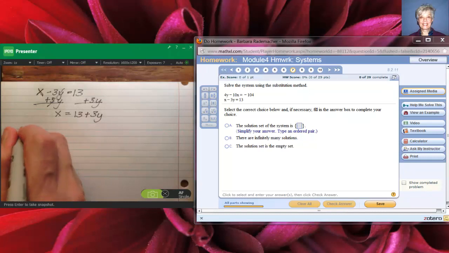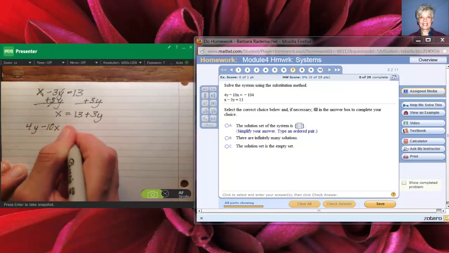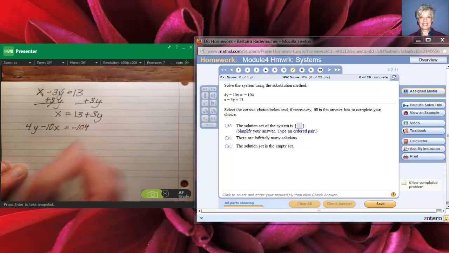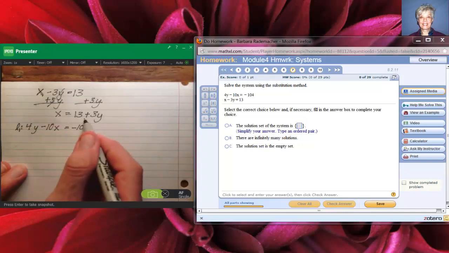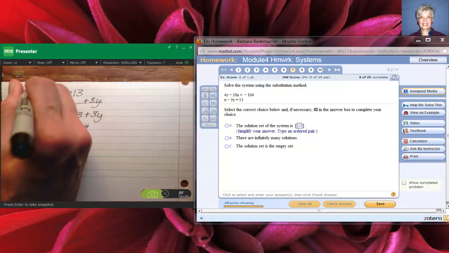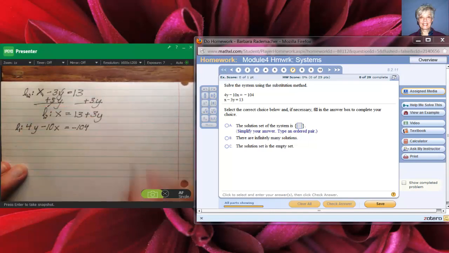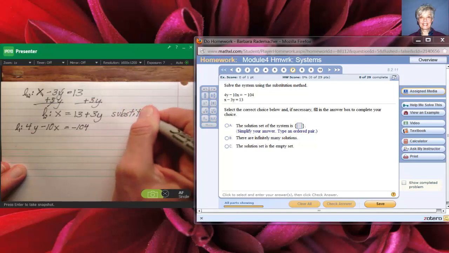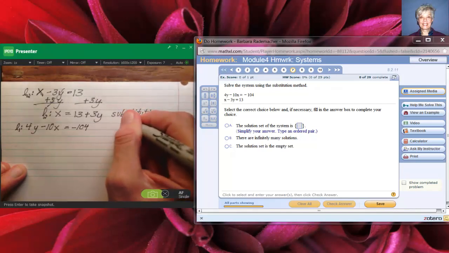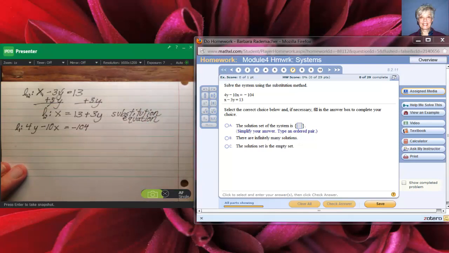Now my other equation is 4y minus 10x equals negative 104. In fact, I usually label these. Since this equation right here is on top, I label it L1 for line 1. And since this equation was second, and then all I did was change the form of it, this is still line 2. Now, this also is called my substitution equation, because I'm going to use it for substitution, since we're using the method called substitution.